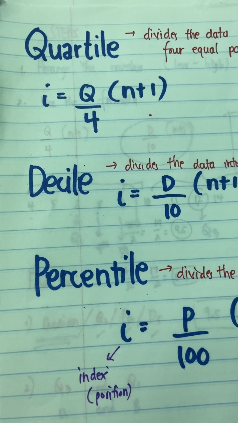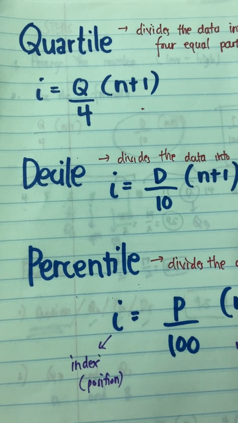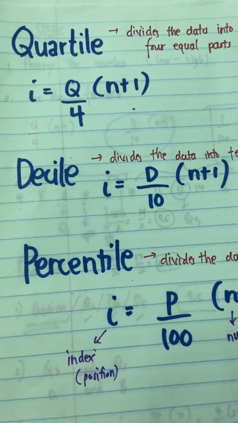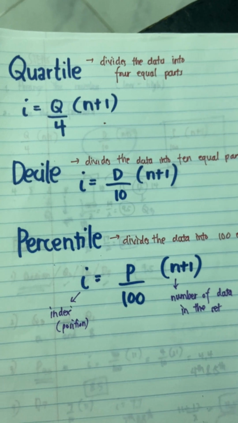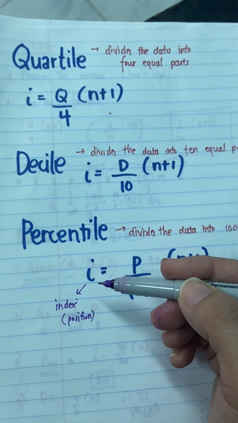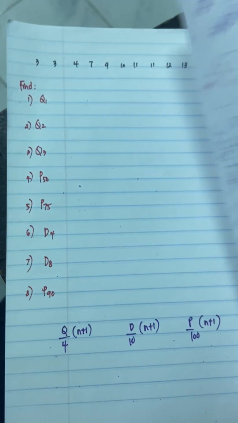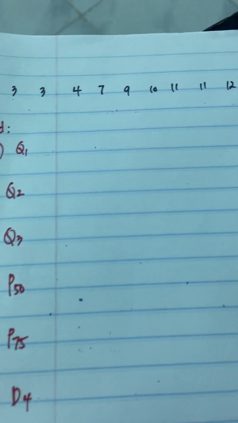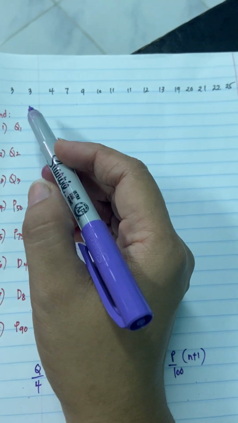Hello, good day. This is our day 2 of finding the quartile, decile, and percentile of the given set of data. So let me remind you of the formulas for the quartile, decile, and percentile. So we're going to do example number 2, wherein we're going to have more data in the given set. So let's count how many numbers or data we have.